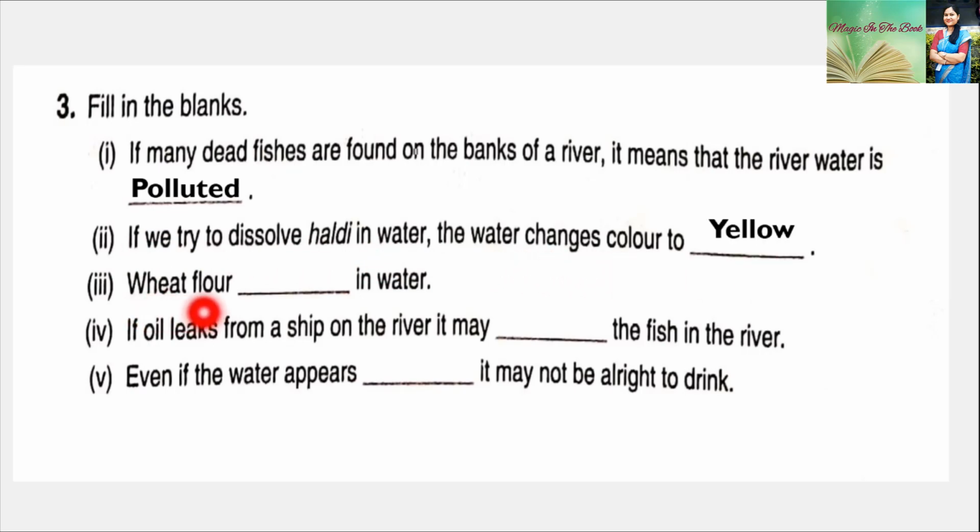Number 3, wheat flour dissolves or mixes in water. Number 4, if oil leaks from a ship on the river, it may kill the fishes present in the river. Number 5, even if the water appears blue and clean, it may not be alright to drink, because then also there will be many germs present in that water.